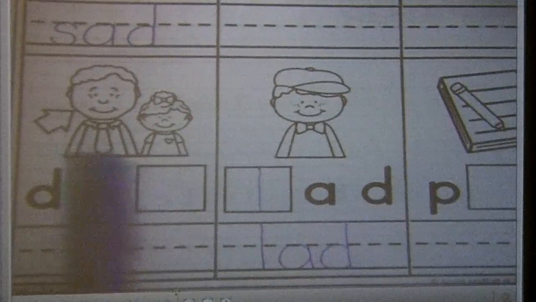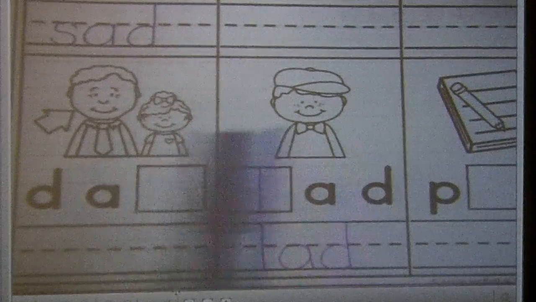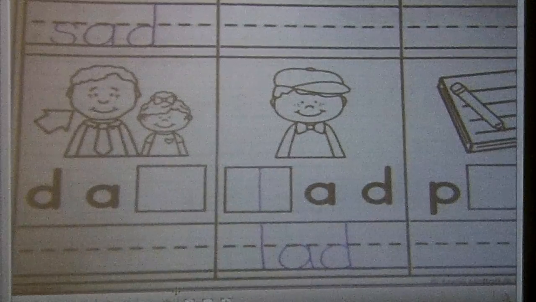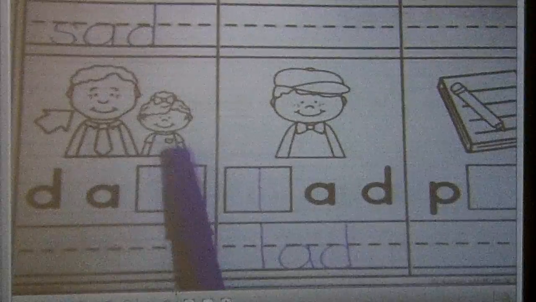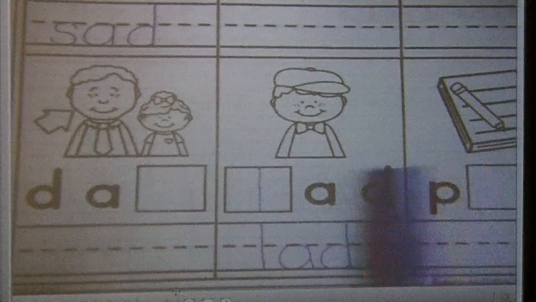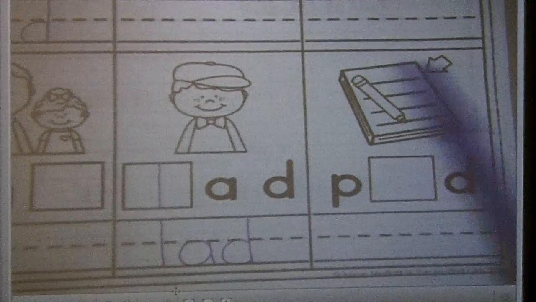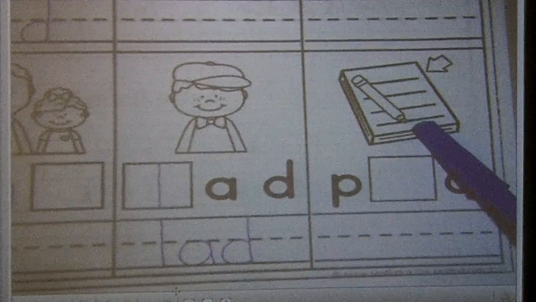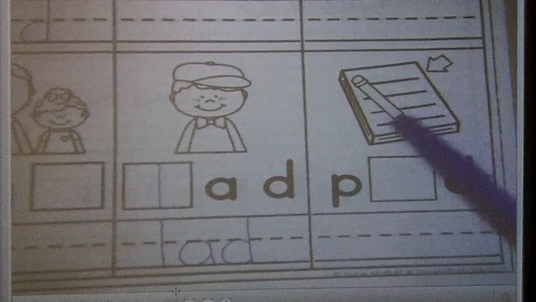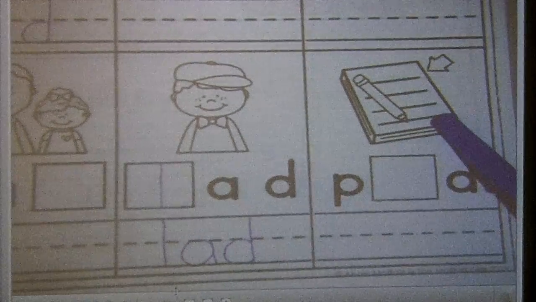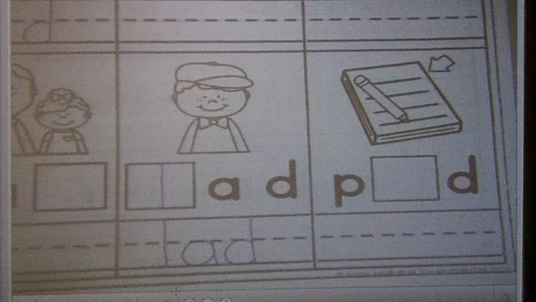Then at the bottom of the paper we have a man and a child. So the arrow is pointing to the man. So the man is her dad. Then we did lad. And we have a pencil with a packet of paper, but it is pointing to the packet of paper, so this is called a pad, like a pad of paper.